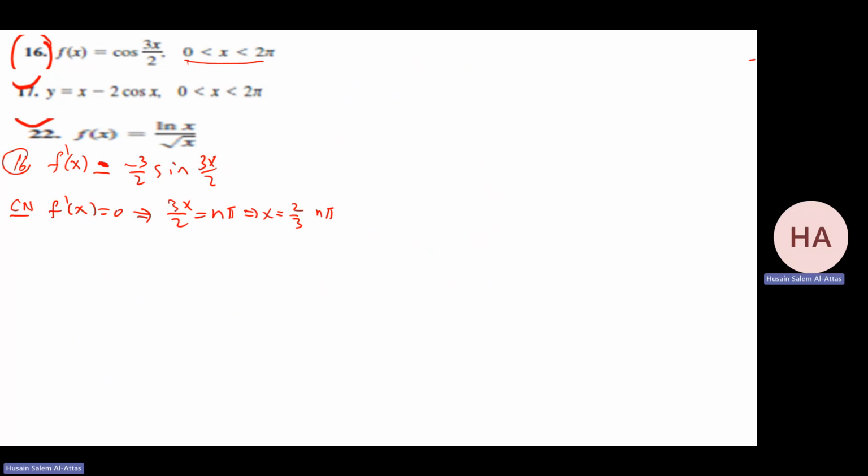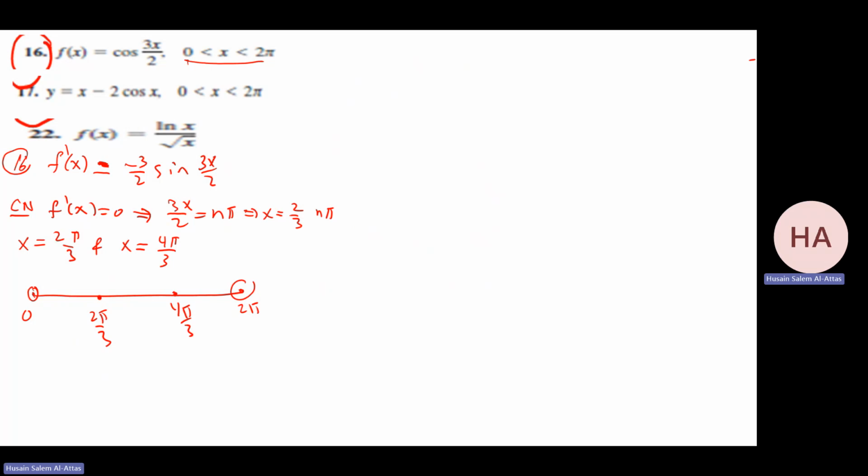Which is, what are the values? At n equals 0, it's 0, not included. At n equal 1, the value is 2 pi over 3. And n equal 2, 4 pi over 3. N equal 3, it will be 2 pi, which is not included. These are the two values. So plug it. I have 0, open, and 2 pi, open. These are not included. And they have 2 pi over 3 and 4 pi over 3.